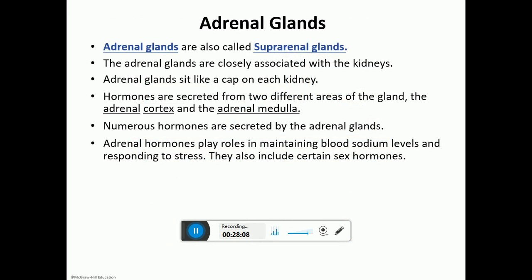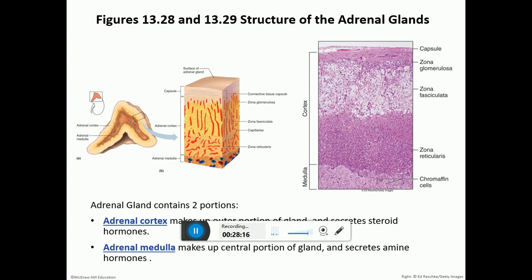The adrenal glands, or the suprarenal glands, are found right on top of the kidney. They are made of a cortex and a medulla, and you can see here the different layers. There is a zona glomerulosa on top, a zona fasciculata in the middle, and a zona reticularis underneath. All 3 of these zones make the cortex. Then you have the medulla that releases epinephrine and norepinephrine.